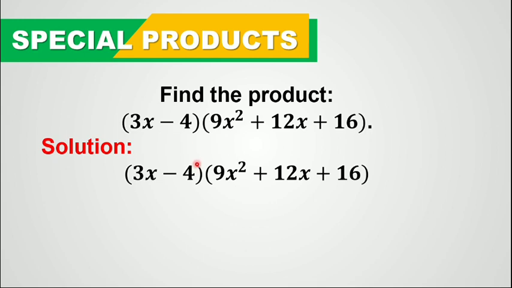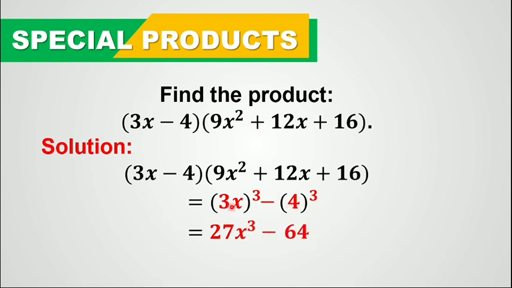So again, the pattern is just cube the first term. So 3x cubed, and then minus, because it's minus, and then you just cube the second term. So 4 cubed. That's 27x cubed, and then minus 4 cubed, that's 64. So therefore, this is the correct answer. That's just how easy it is to multiply if you're familiar with the pattern. So let's try more examples.